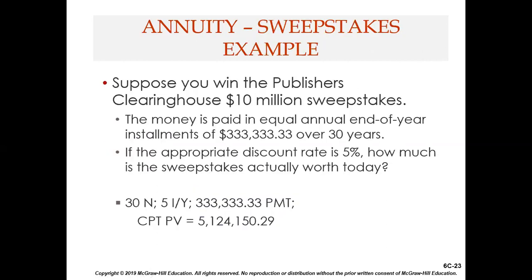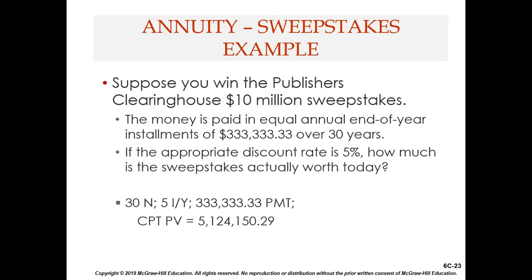Suppose you win the Publishers Clearing House $10 million sweepstakes. The money is paid in equal annual end-of-year installments of $333,333.33 over 30 years. So if you take 333,333.33 times 30, you get $10 million. That's what they're actually paying you.